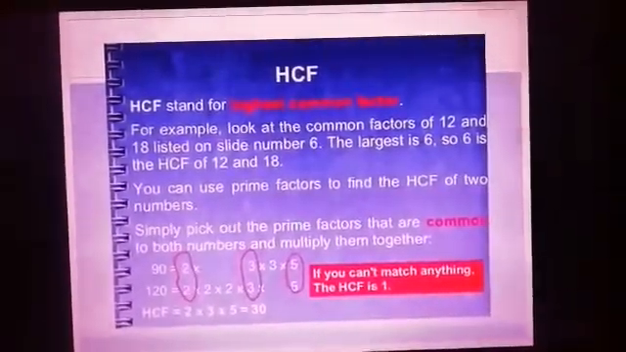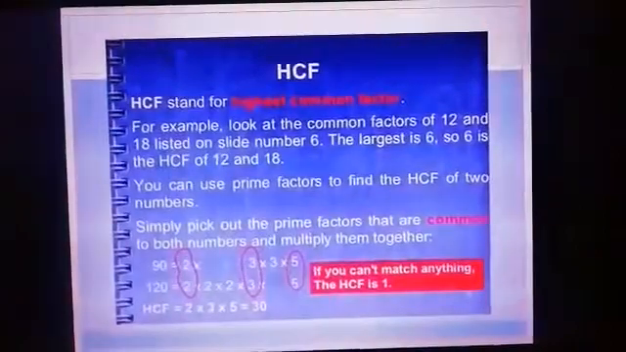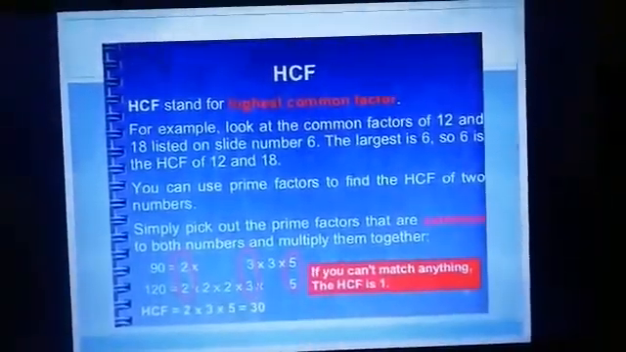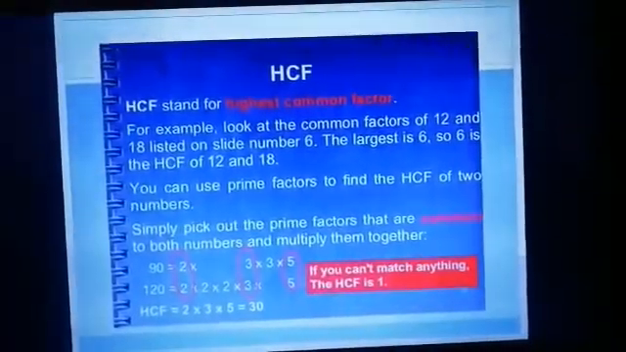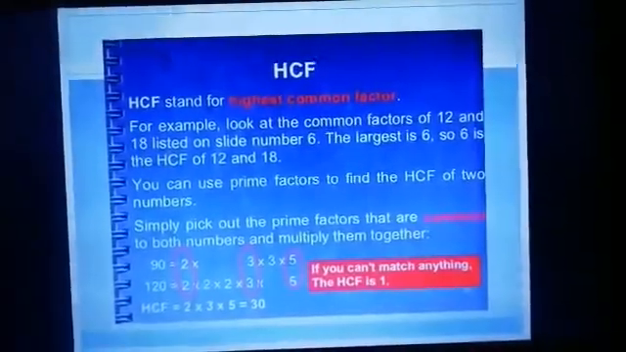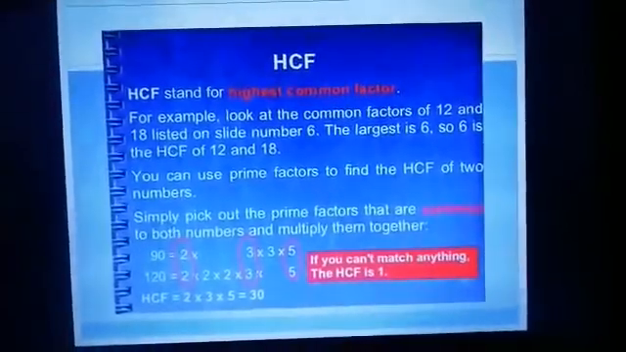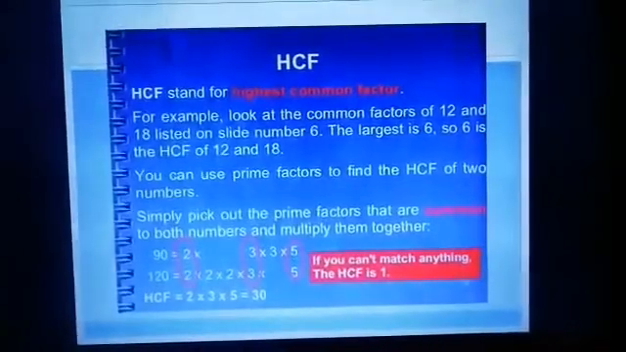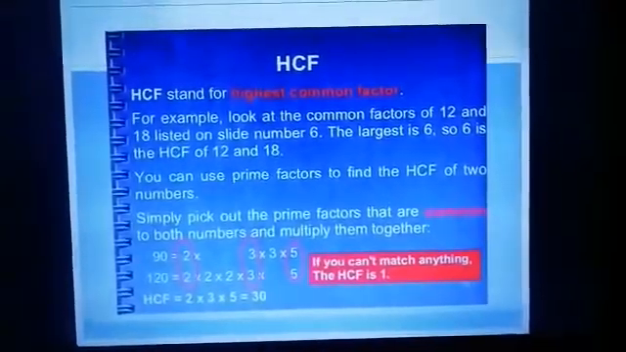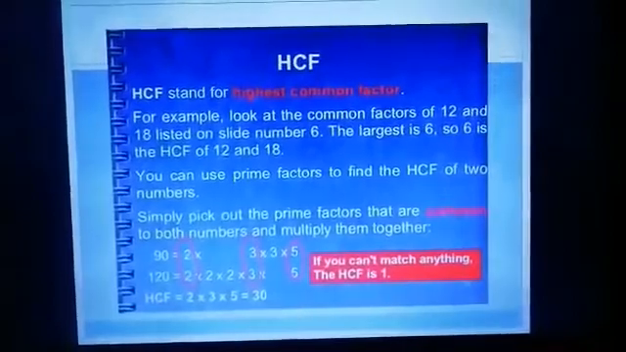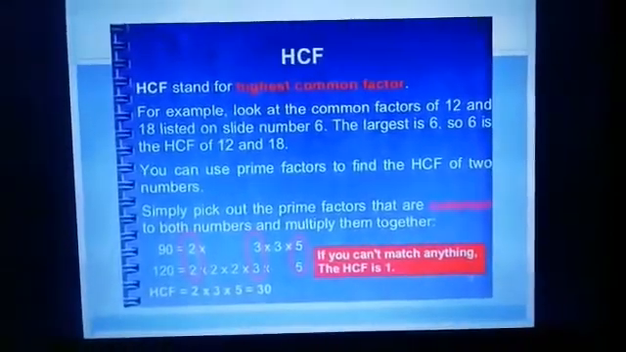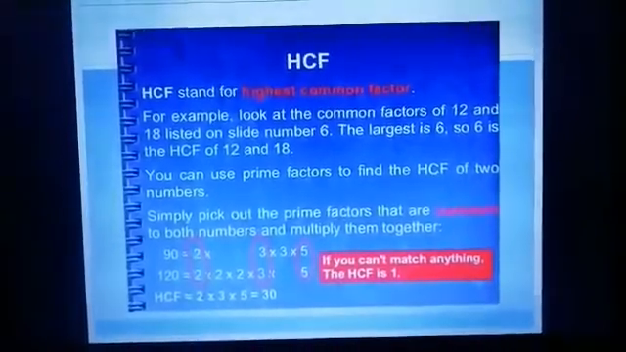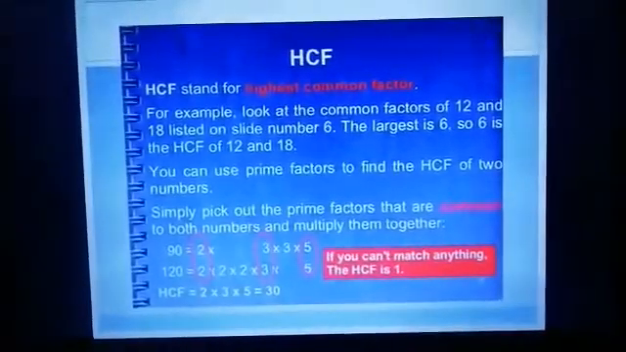If I talk about HCF, HCF actually stands for highest common factor. It can come in a 1 mark question. What is HCF? HCF is highest common factor. For example, look at the common factors of 12 and 18 listed on slide number 6. The largest is 6, so 6 is the HCF of 12 and 18. We have already discussed in our previous slide the common factors of 12 and 18. Now we are talking here about HCF.